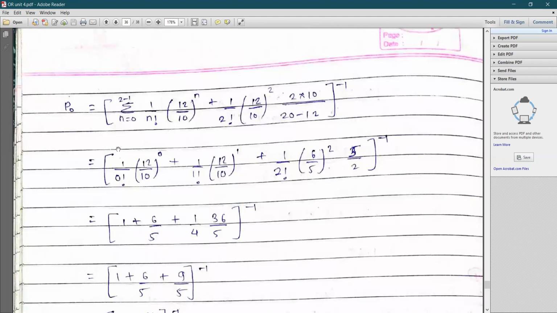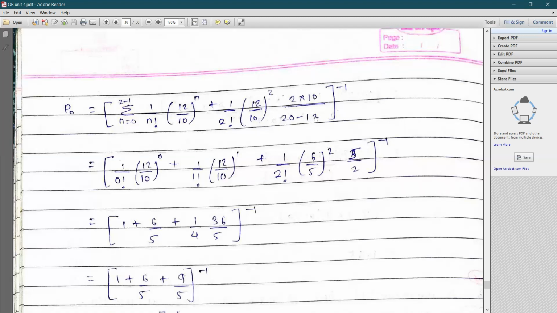And then put the value: summation n is equal to 0 to 2 minus 1, where the channel is 2, therefore 2 minus 1, then 1 upon n factorial. The value of n starts from 0, so 1 upon 0 factorial means 1, and the value of lambda is 12 customers per hour, so 12 divided by 10. One customer is served in 6 minutes, so 10 in one hour. Therefore 12 upon 10 raised to the power n, plus 1 upon 2 factorial into 12 upon 10 raised to the power 2 into 2, multiply c multiplied by mu, that is 2 multiplied by 10, upon c mu minus lambda.